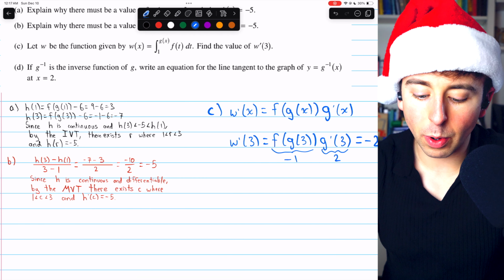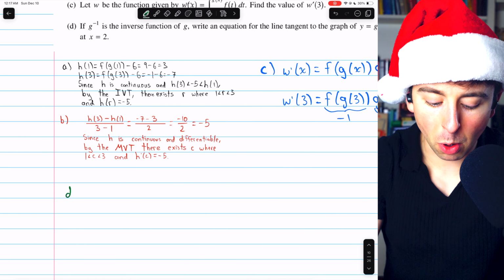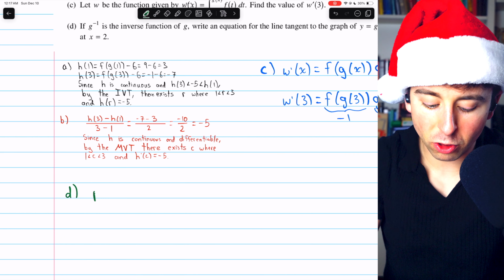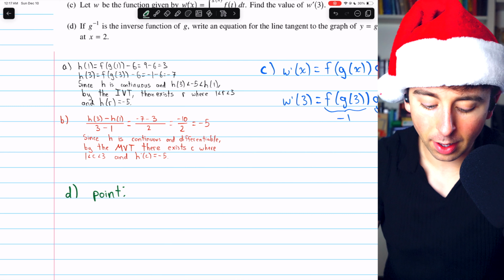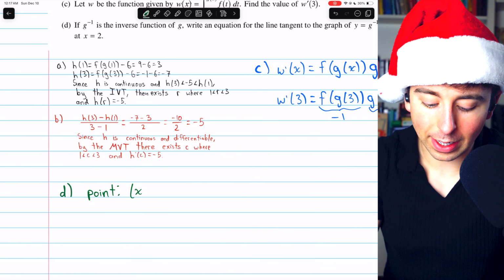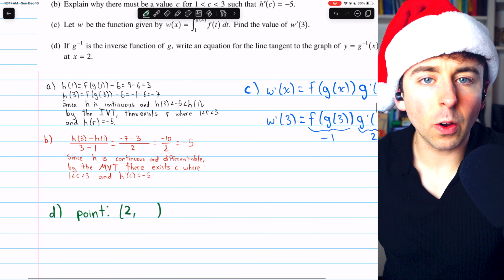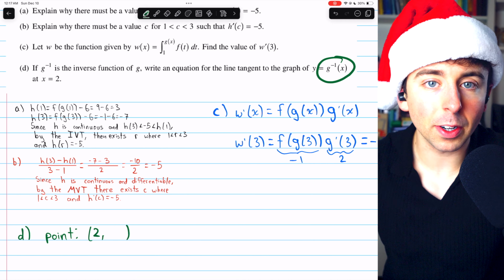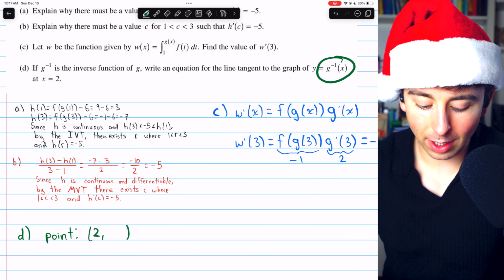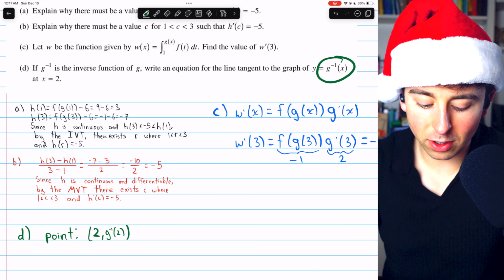Okay, to write the equation of a tangent line, we need a couple things, right? We need a point for starters. So let's jot down our point. We're going to need a point and a slope, of course. The point has an x-coordinate of 2, so let's put that there. What is the y-coordinate? Well, we want a line that's tangent to g inverse. So the y-coordinate should be g inverse of the x-coordinate, 2.